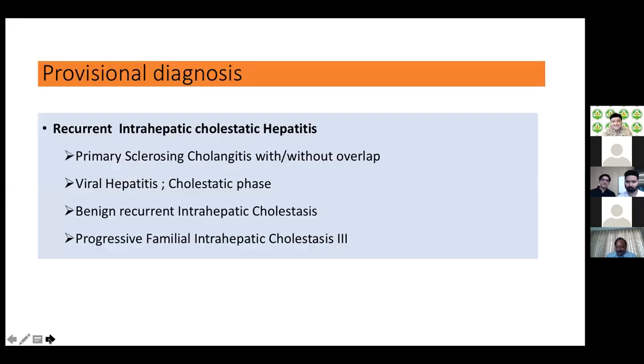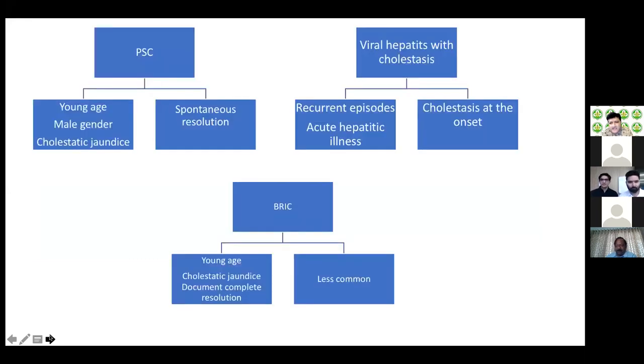How do you analyze? Yes, sir. On the basis of history, our possibility is a recurrent intrahepatic cholestasis. The first possibility we have kept is primary sclerosing cholangitis with or without overlap. The second is viral hepatitis. Third is benign recurrent intrahepatic cholestasis. And maybe the least likely possibility is progressive familial intrahepatic cholestasis. So can you quickly tell us the points in favor and against each possibility?